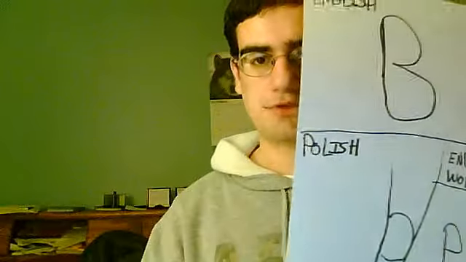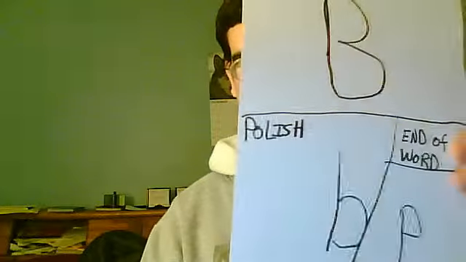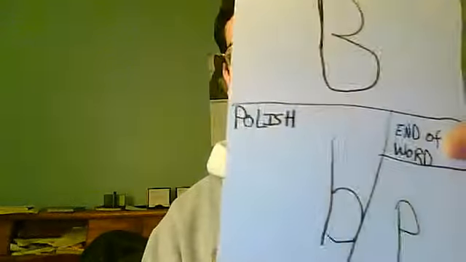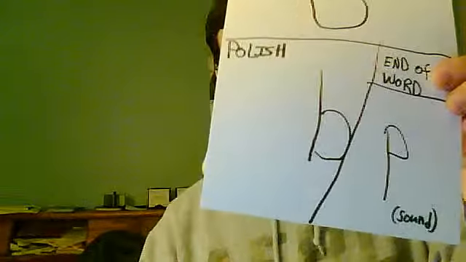Next is B. The Polish B is the same as the English B, except when it's put at the end of the word. If the B is at the end of the word, the sound it makes is a P sound.